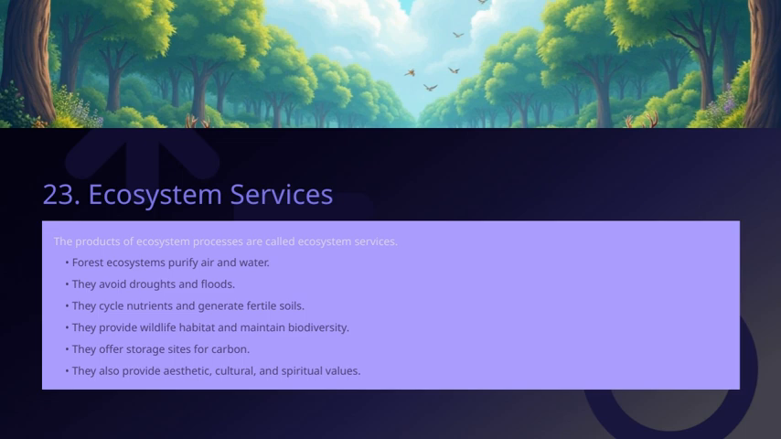All these benefits stem from the natural processes occurring within ecosystems, which we refer to as ecosystem services. These services are crucial for our well-being and the health of our planet, highlighting the importance of protecting these vital natural resources.